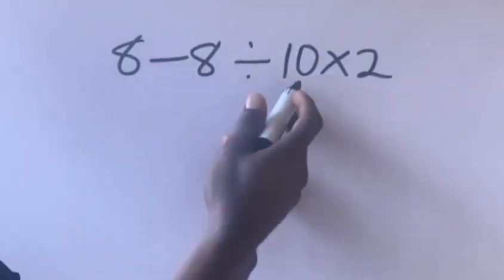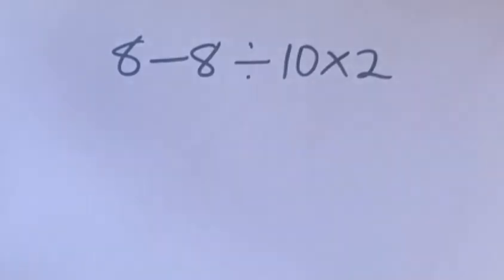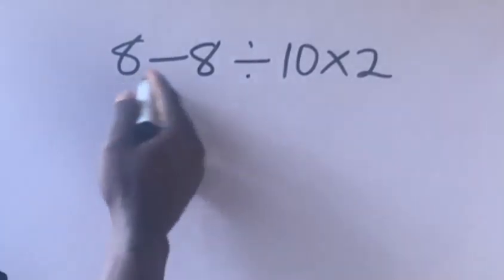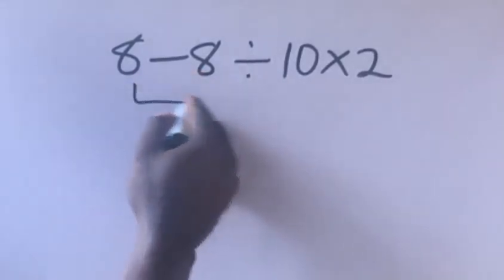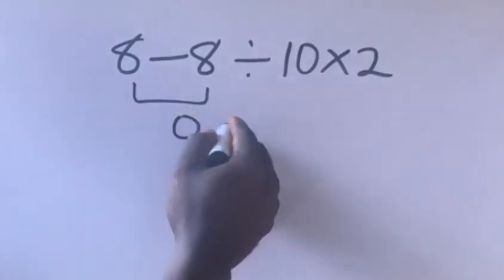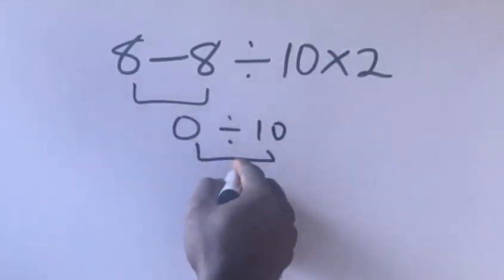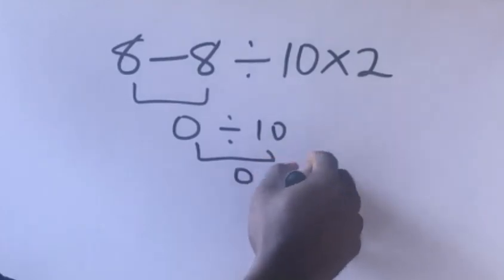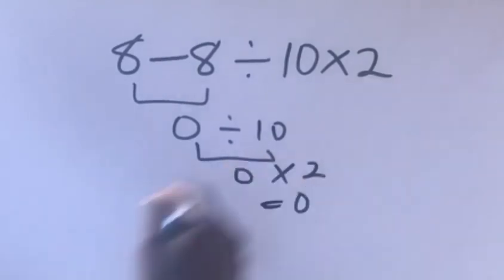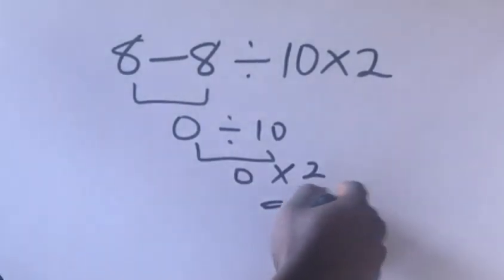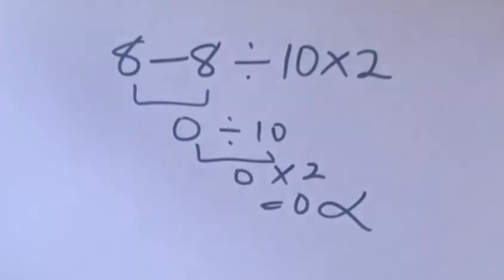8 minus 8 divided by 10 times 2. 8 minus 8 will give us what? 0. 0 divided by 10 will give us what? 0. 0 times 2 is equal to what? 0. But this answer is not correct.